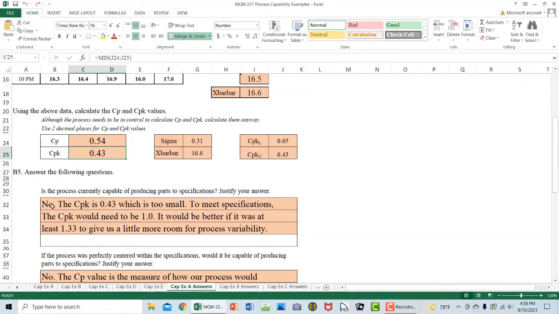You're going to talk about yes or no, and then you're going to say the Cpk is too small or too big or just right, it's good or it's too small. And then you're going to talk about how it needs to be 1.0, and you're also going to say it would be better if it was 1.33. That's what your answer should look like. Okay.